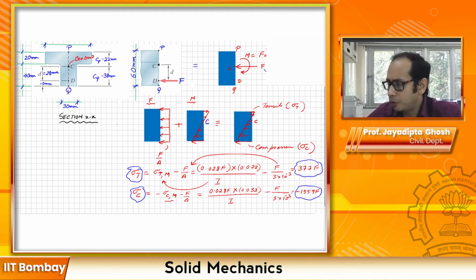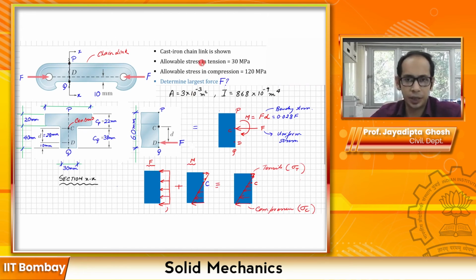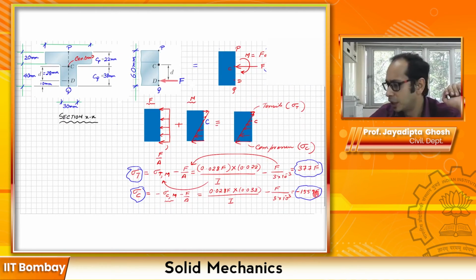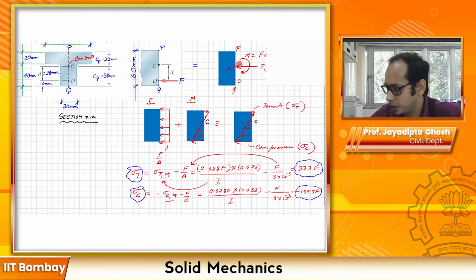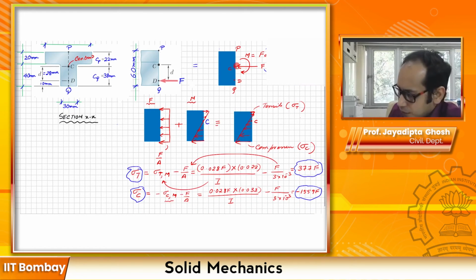Now we are already given the allowable loads, and one of them is going to control. So we are simply going to have to equate. The allowable stress in tension is 30 and allowable stress in compression is 120 over here. So we simply have to equate this 377 F, this is the tensile, to this one over here. So equating the allowable stresses, let's make a note of it and write it down.